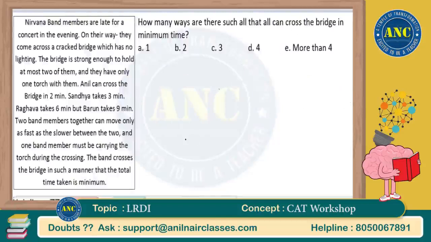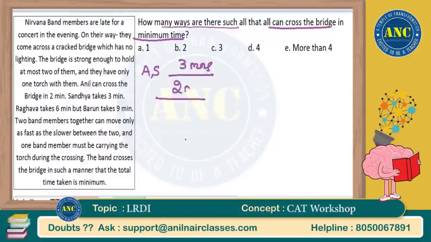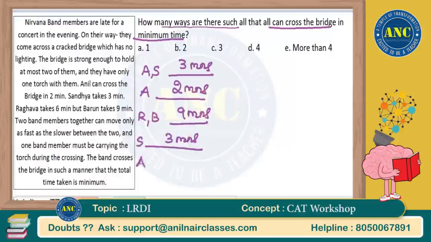See the question. How many ways are there such that all can cross the bridge in minimum time? Just now we saw Anil and Sandhya, first it will go. It is 3 minutes. Anil will come back. It is 2 minutes. Raghava and Barun. It is 9 minutes. Sandhya will come back. 3 minutes. So Anil and Sandhya will go. It is 3 minutes. This is the first case.